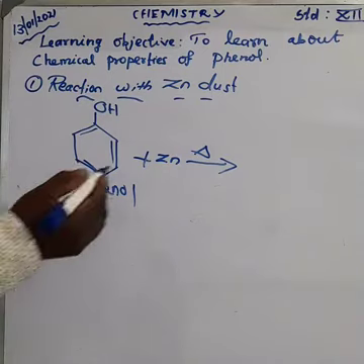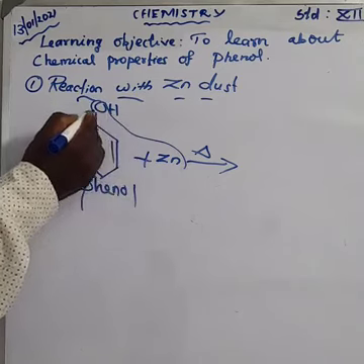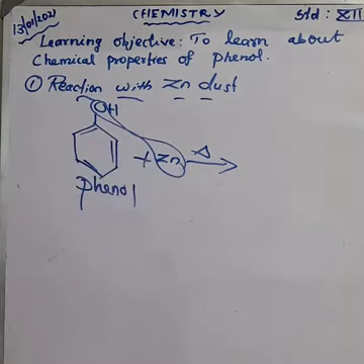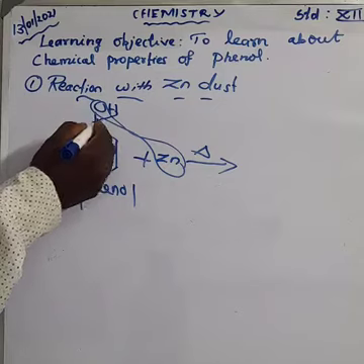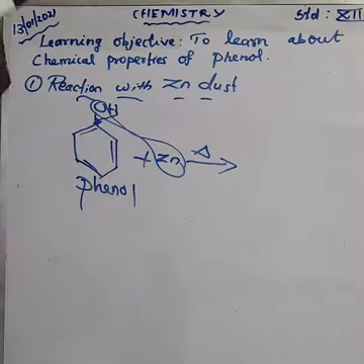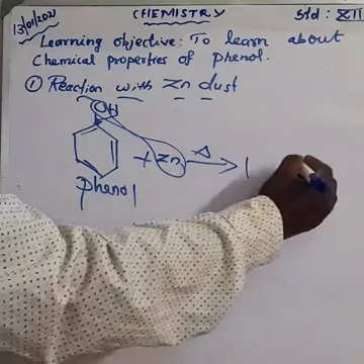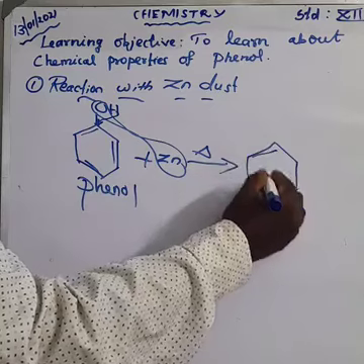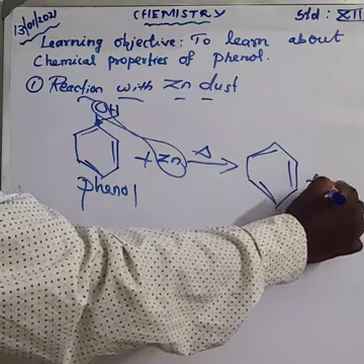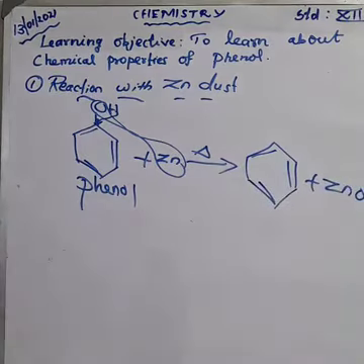Okay, here the zinc combines with oxygen. Zinc combines with oxygen, we get zinc oxide, and the hydrogen will be attached to this carbon. The hydrogen is attached to the carbon, so we get benzene plus zinc oxide.